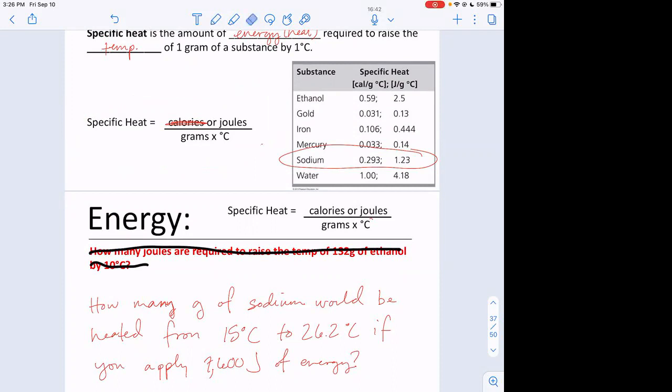So what I'm gonna do is say times G on both sides. Now grams is on bottom, and I have it right there on top, so those cancel. I still don't have grams by itself though, so I'm going to divide both sides by specific heat. Now specific heat cancels on this side. So my new equation is grams equals joules over degrees Celsius times the specific heat. And that's the equation that I'm going to use, and I can just plug everything in now. The only thing left is I have to determine what my change in temperature is.